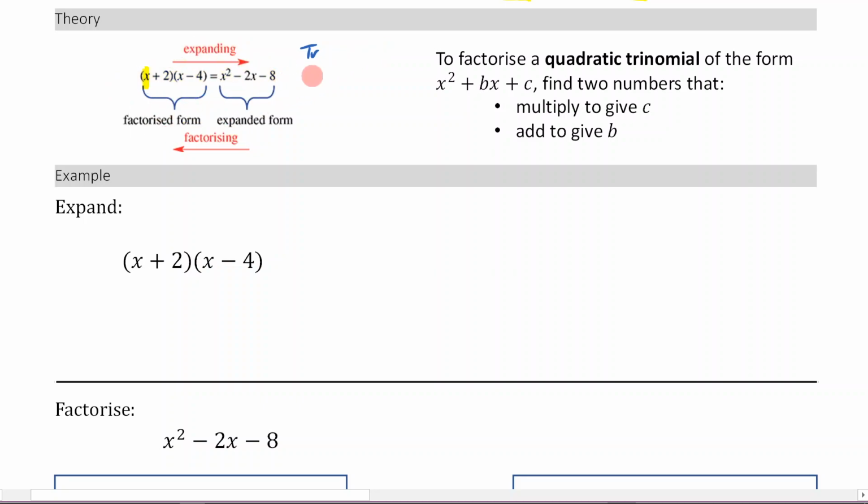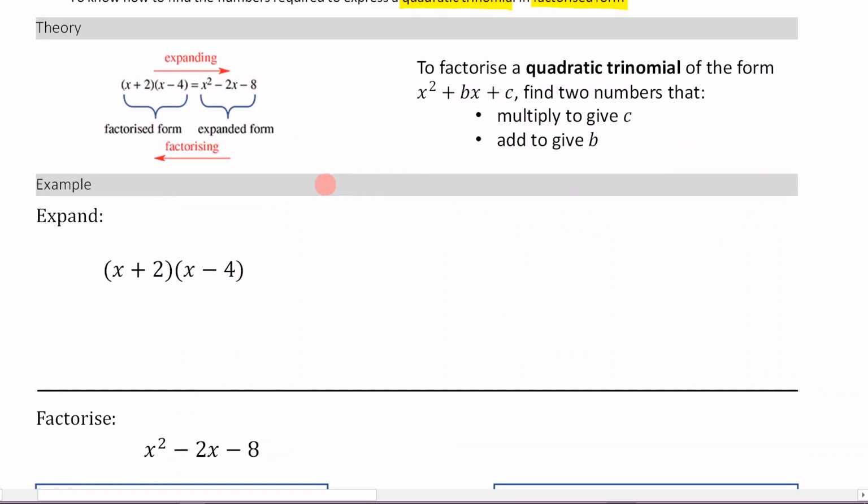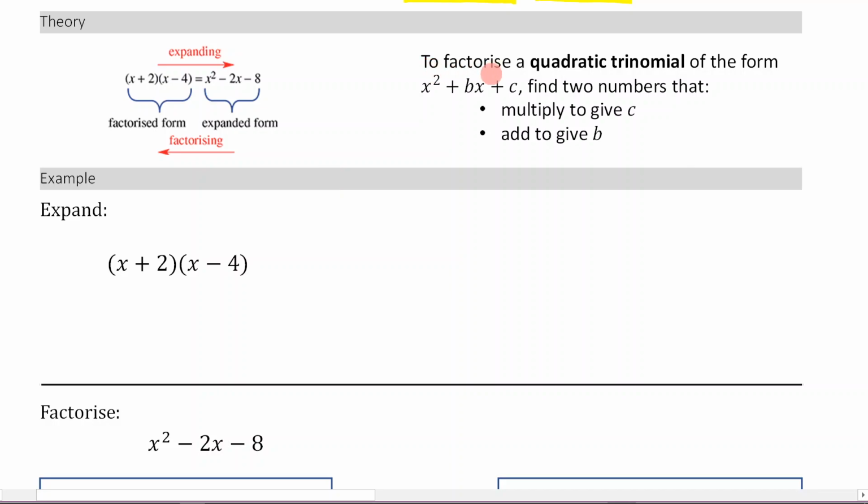So let's rub out all this and let's read how we would do this. To factorize a quadratic trinomial of the form x squared plus bx plus c, find 2 numbers that multiply to give c and add to give b. So as you can see, we need to find 2 numbers that multiply together to give us c, and those 2 same numbers have to add together to give us b, and b is the coefficient of x there.